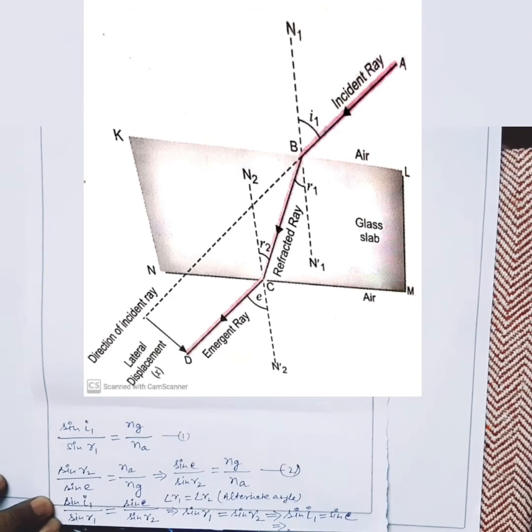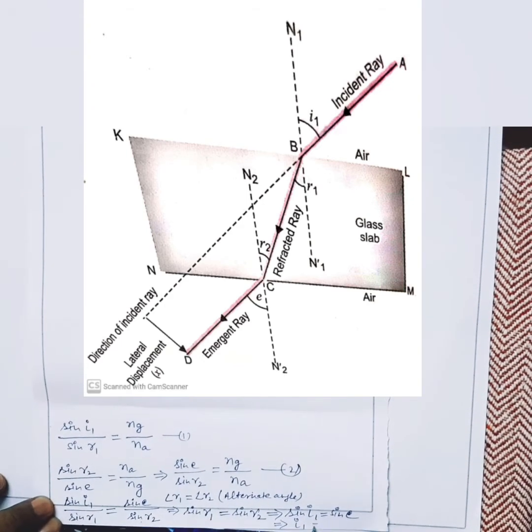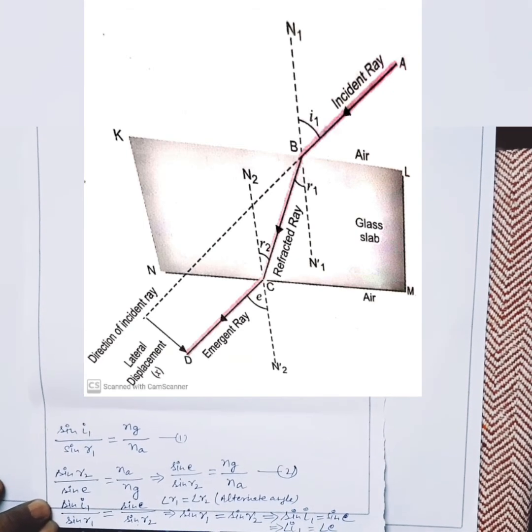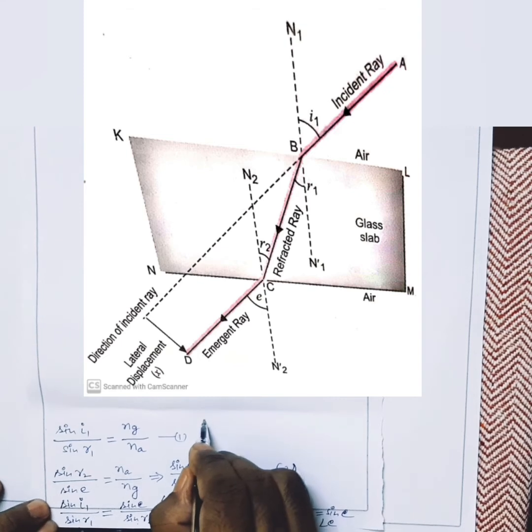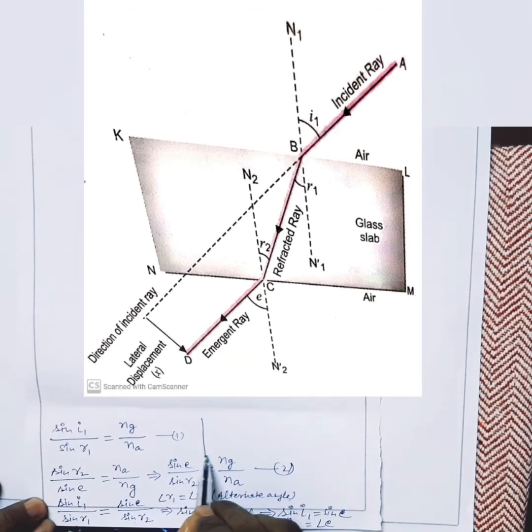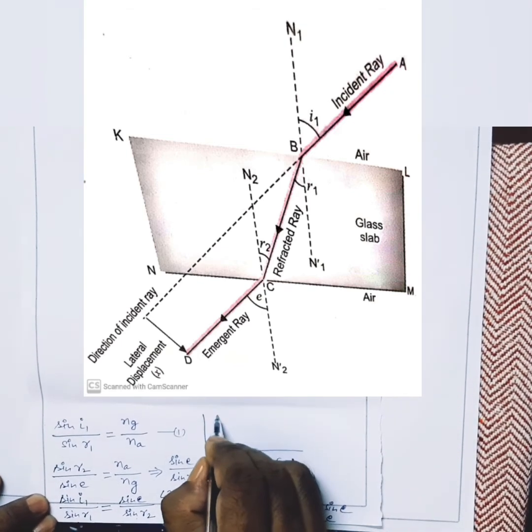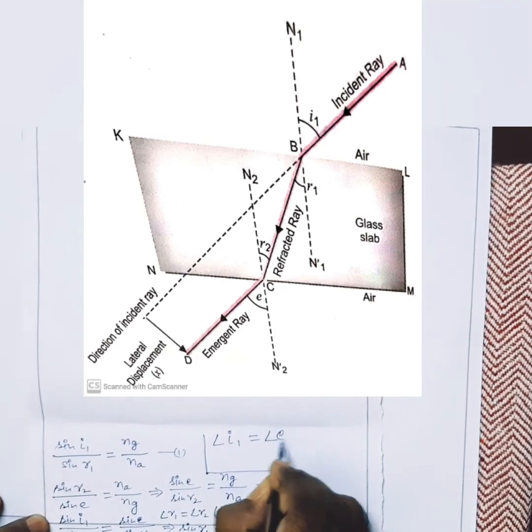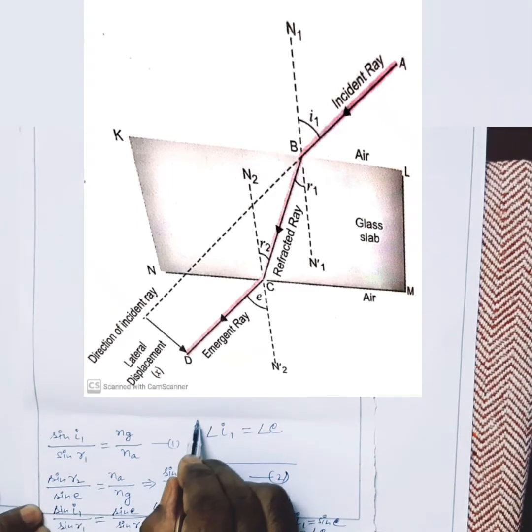This implies that angle I1 is equal to angle E. So what conclusion have we drawn here? Angle I1 is equal to angle E.